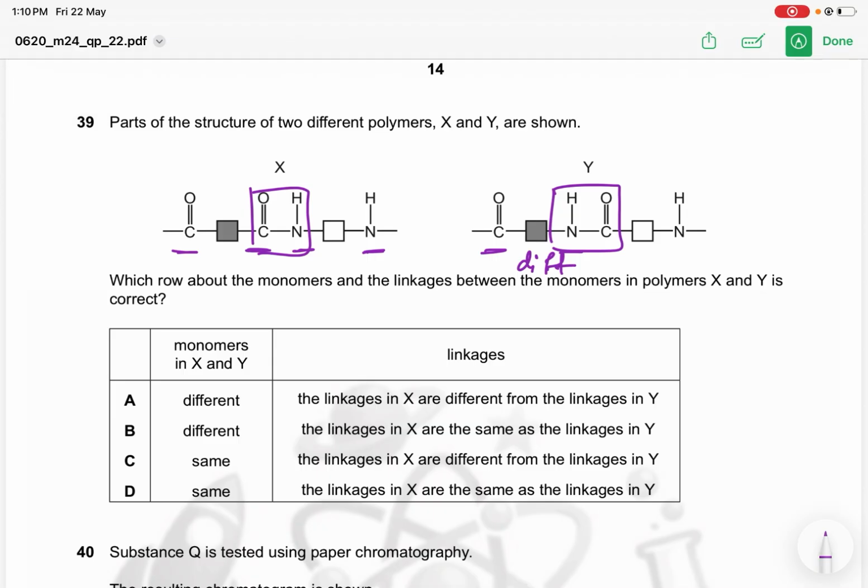Okay, so we have A and B where we have this option of different, and in case of linkages, the linkages in X are different from the linkages in Y. No, as I told you, the linkage remains the same. So the linkage in X is the same as the linkage in Y, so B is the correct answer here.